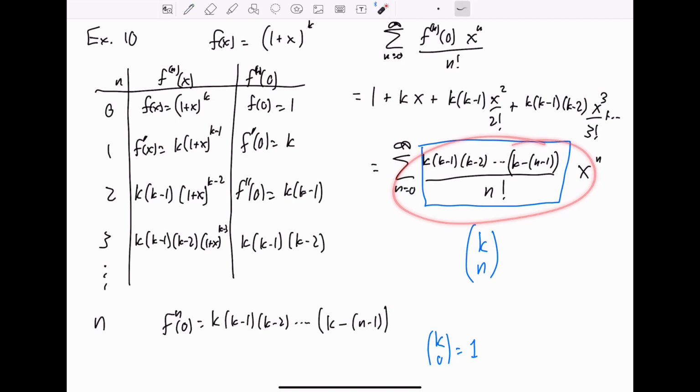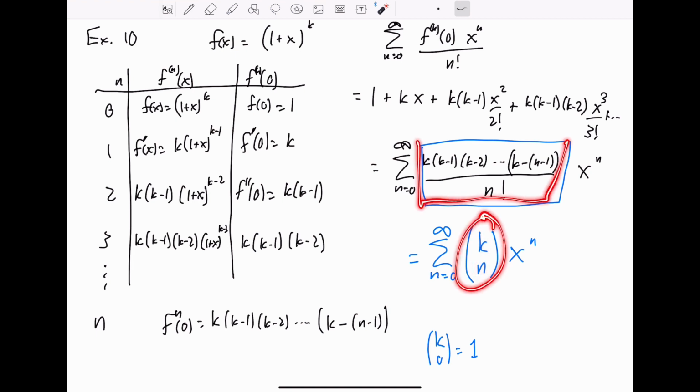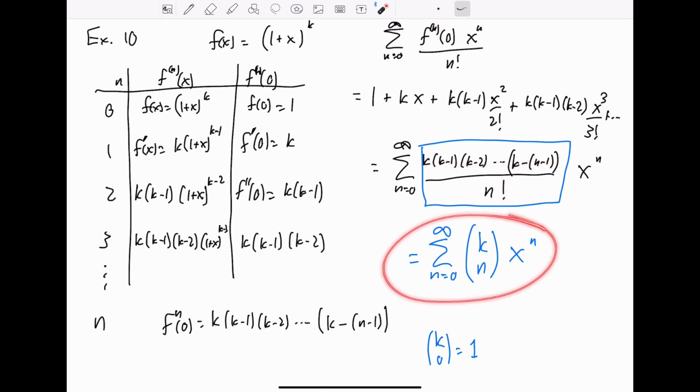So we can write our binomial series in a simpler form as just the sum n goes from 0 to infinity, k choose n times x to the n. Once again, we are defining this piece of notation, this k over n. It's read as k choose n. So k choose n. We are defining this to be this fraction right here involving the factorials and this expanded product. Once again, this is called the binomial series, and it's the Maclaurin series for the function 1 plus x to the k.